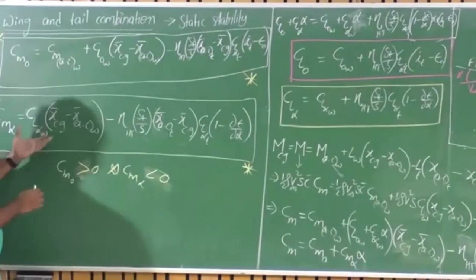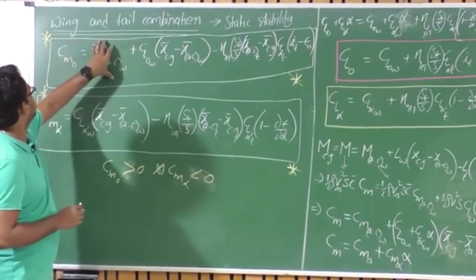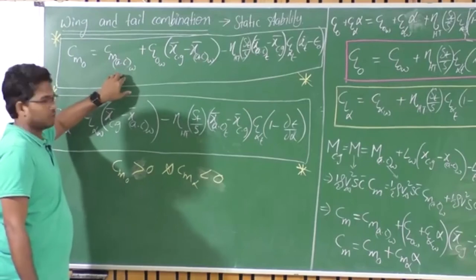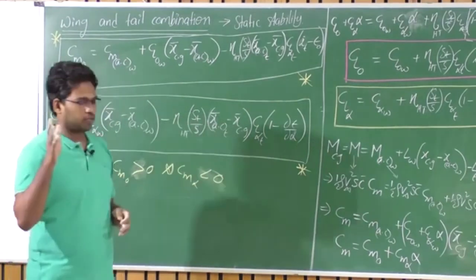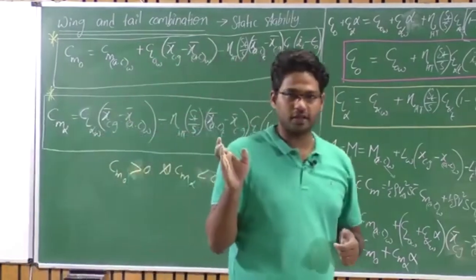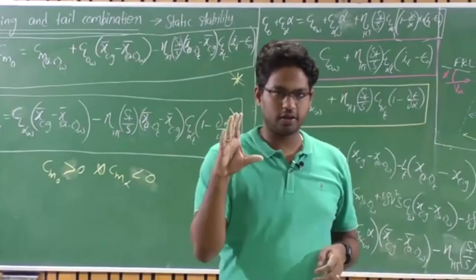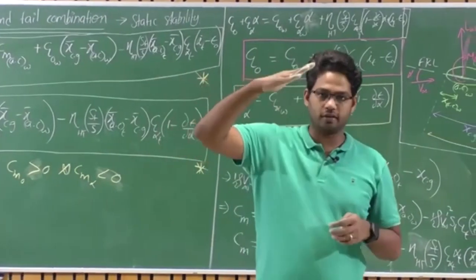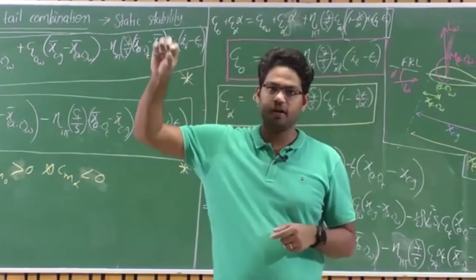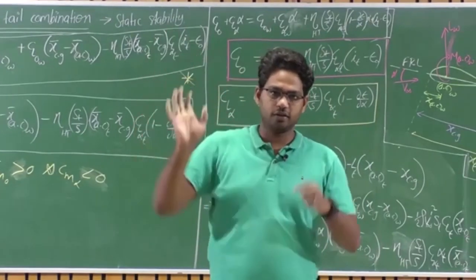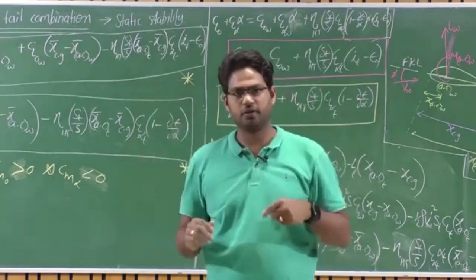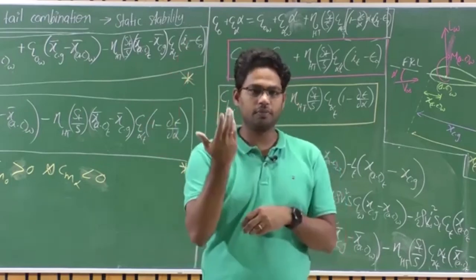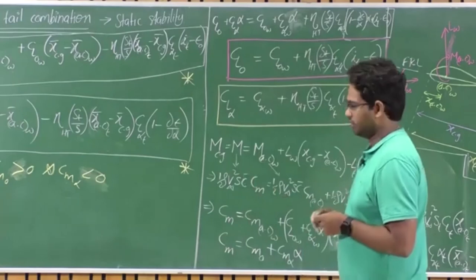Now looking at the CM naught term, the CMAC of the wing is, say if you use a cambered airfoil, negative. In the previous lecture when we talked about the reflex aerofoil, you witnessed that the CL alpha of the aerofoil itself is comparatively less. Why? Because you need to compromise with the camber. Towards the trailing edge, for a reflex aerofoil, it is bent upwards so that it obstructs the flow and pushes down, giving a pitching couple at each and every angle of attack.